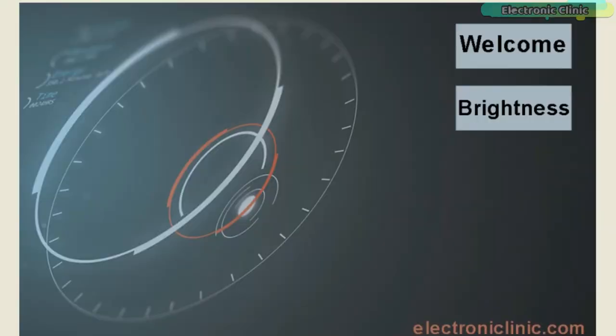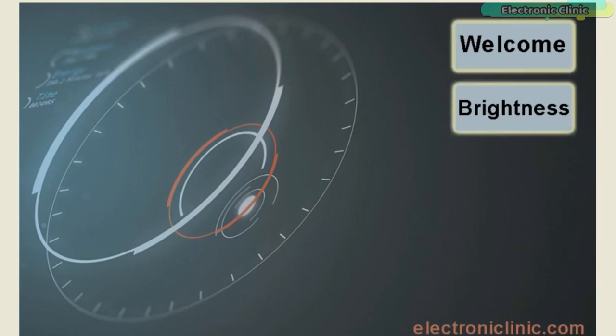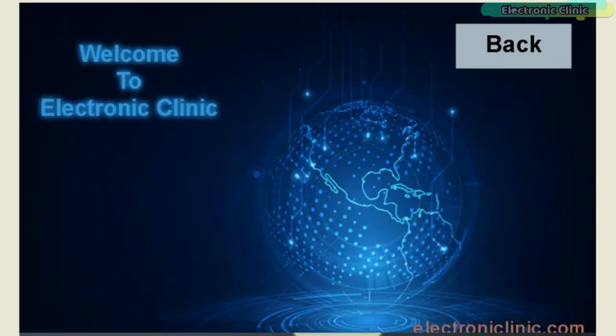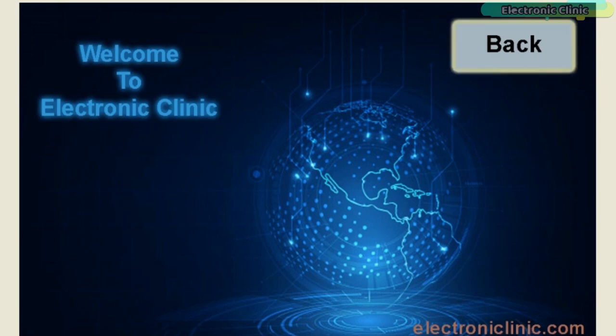So these are the final images which I'll be using. This is the main image. This image will be used as the button click effect. This image will be used for controlling the LCD brightness. This image will be used as the button click effect. This image will be used as the welcome screen, while this image will be used as the button click effect.